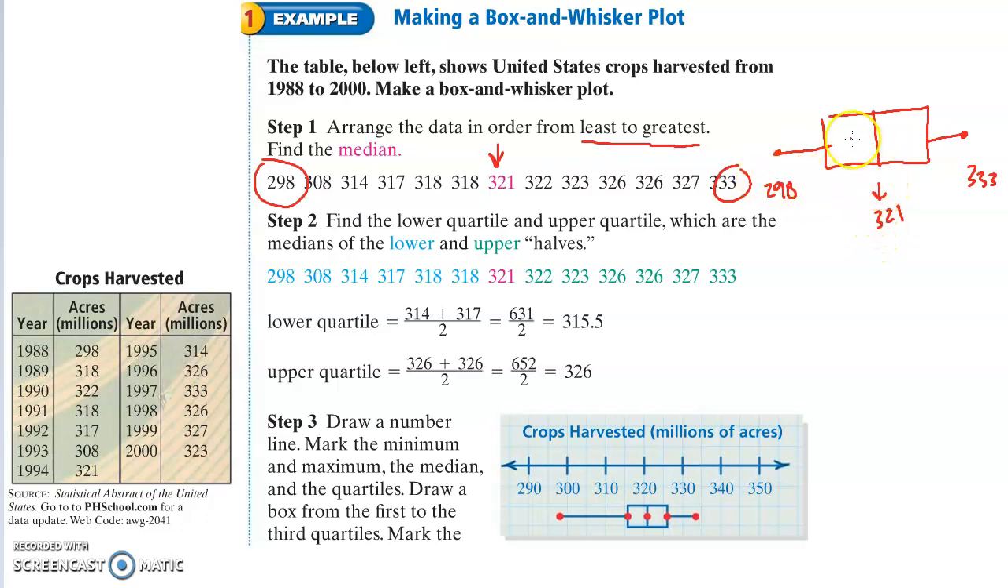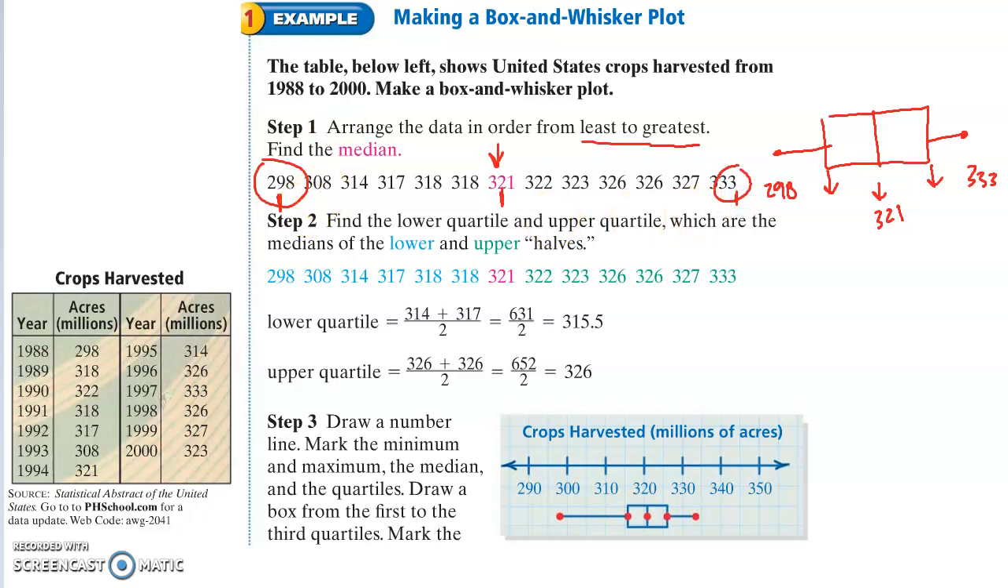Now, what we need to figure out is what is the lower quartile? We don't know this spot. We need to figure out what is the upper quartile. And the way that we're going to do that is, if this is the dividing line, we're going to think of these as two different median problems, where we want to figure out the median of these numbers, and then the median of the second half.